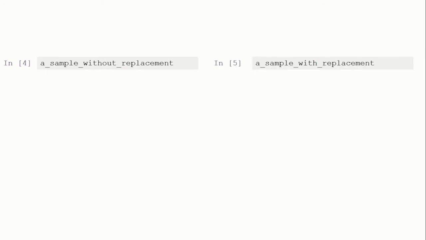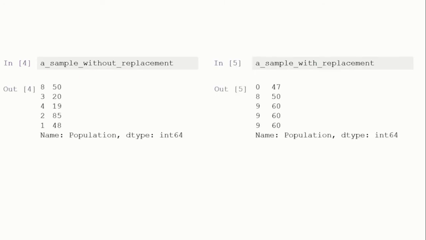Here are the results of 2 samples. You can see that for sampling without replacement, which is on the left-hand side, there are no duplicate individuals found. As we can see, there are no duplicate index numbers either. However, on the right-hand side, which is sampling with replacement, it is possible to see the same individual drawn multiple times.